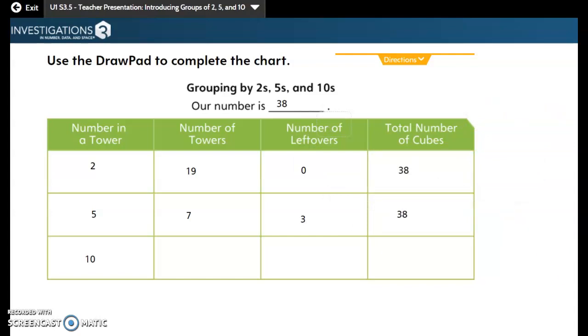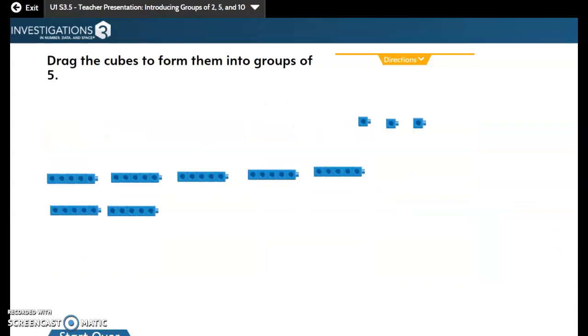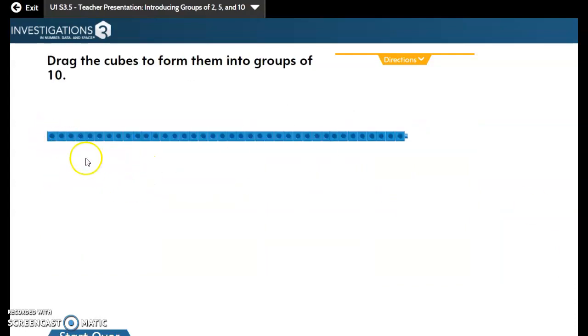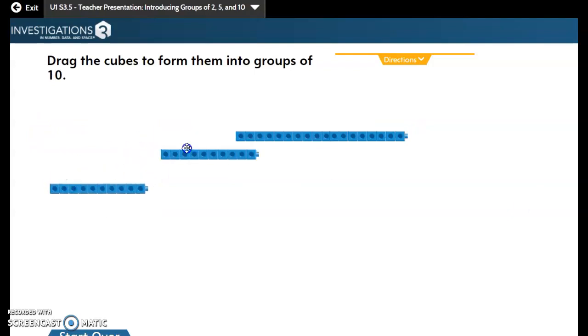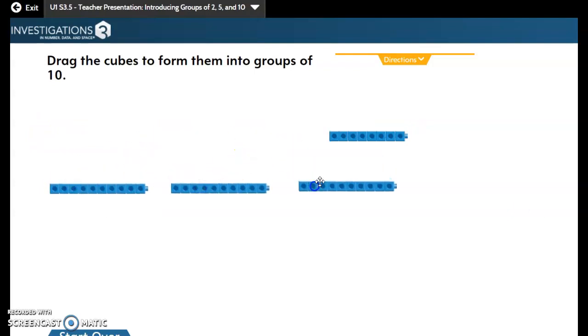Now we're going to do the same thing with 38 on groups of 10. Here we have 38 cubes. Let's move our groups of 10. 2, 3. And then we have some ones left over. We have 1, 2, 3 groups of 10. But let's see if the rest will make a full group of 10. We have 1, 2, 3, 4, 5, 6, 7, 8. So we don't have enough to fill in another group of 10, so we're going to leave those singles out.